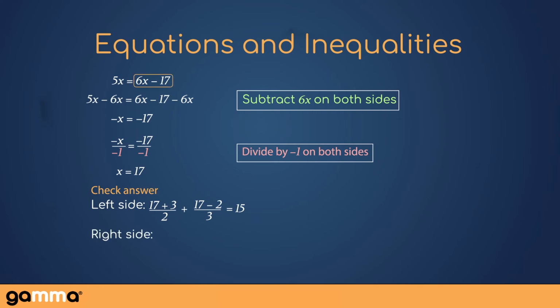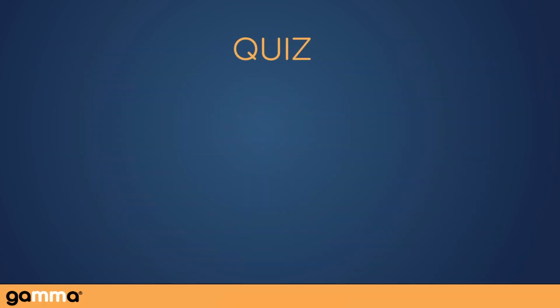Now the right-hand side will have 17 minus 2 is equal to 15. So therefore, the left-hand side is equal to the right-hand side, which means that x is equal to 17 is the correct solution. And let us now do the short quiz.